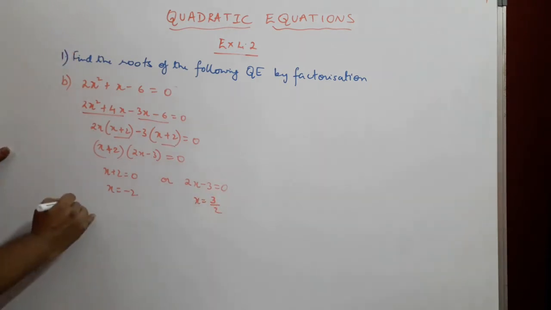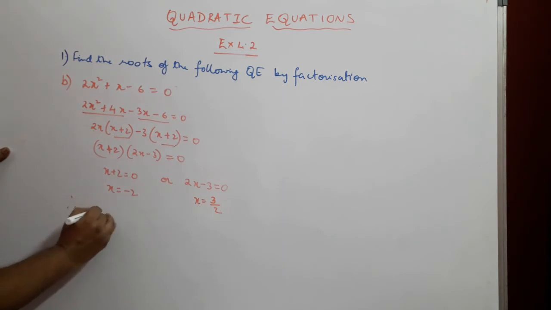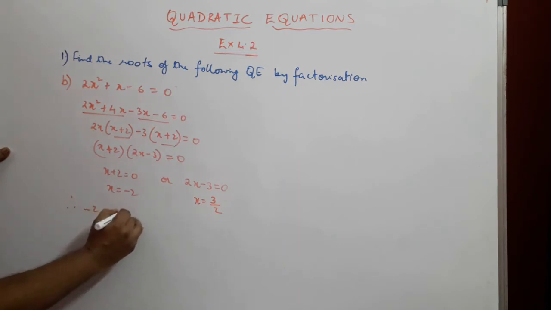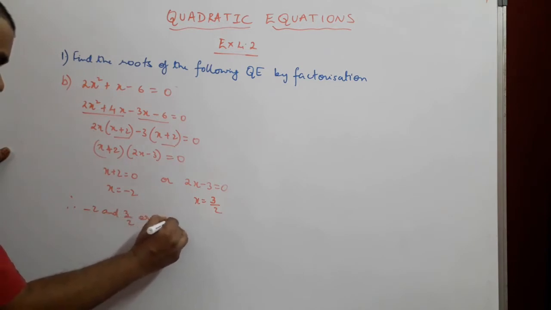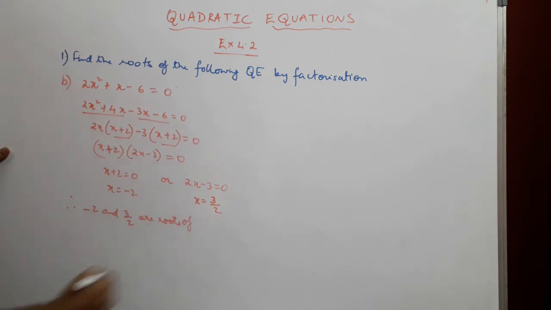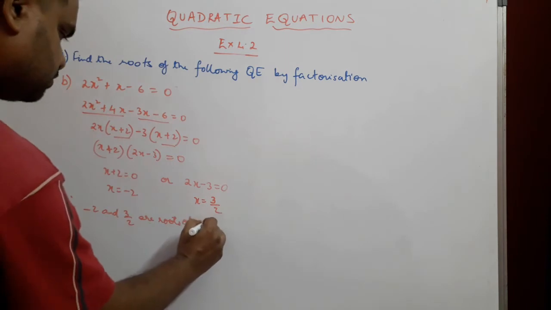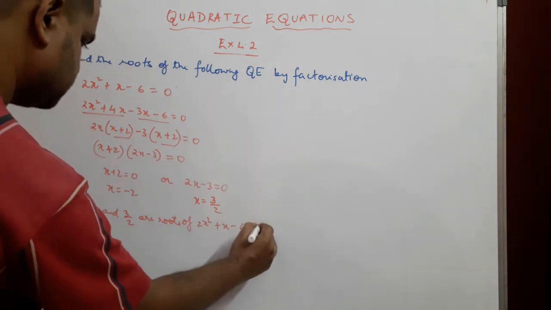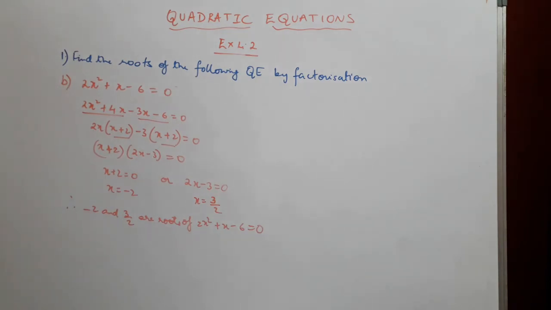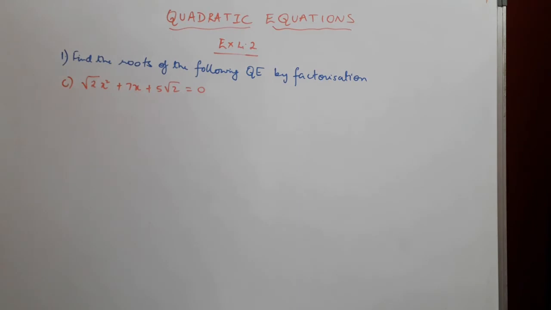2. You can say therefore minus 2 and positive 3 upon 2 are roots of 2x square plus x minus 6 equal to 0. Right? Next problem is root 2x square plus 7x plus 5 root 2 equal to 0.